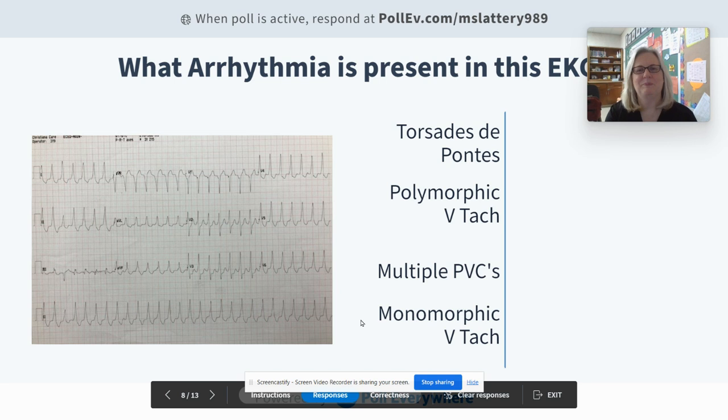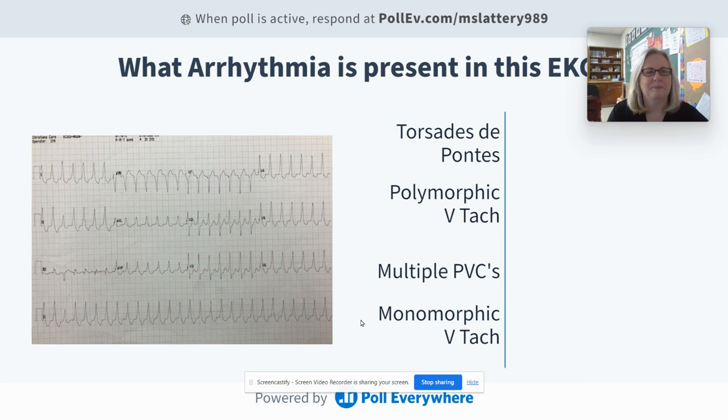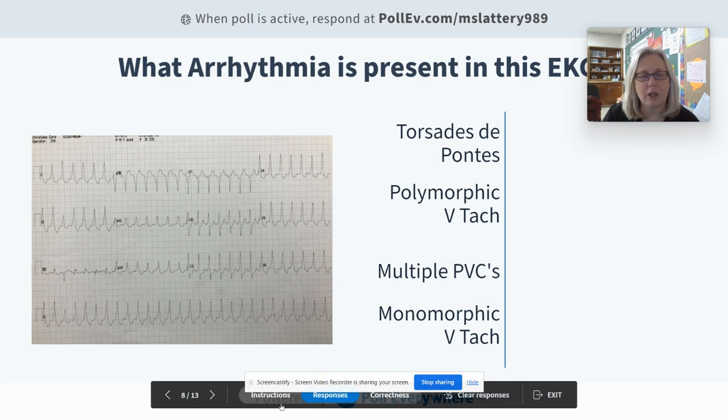All right, let's take a look at this one. Well, we start with the rhythm, see if it's regular, see if it's fast or slow, and look for other things. Are they regular PQRSTs or are they a little bit wider than usual? And I'm about to give you the answers. So if you want to keep looking, you can pause it.